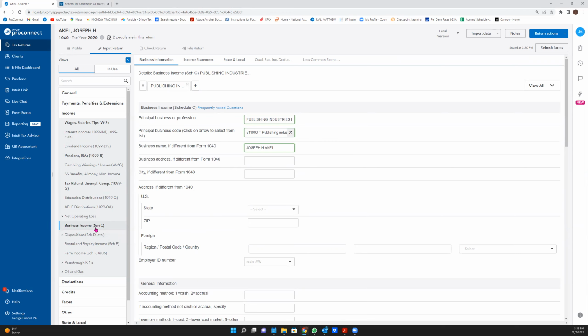You're going to have Schedule A, that is itemized deductions. You're going to have Schedule B, that is interest and dividends. Okay. You're going to have Schedule D, that is capital gains, various types of capital gains. You're going to have Schedule C, which is business income. You're going to have Schedule E.